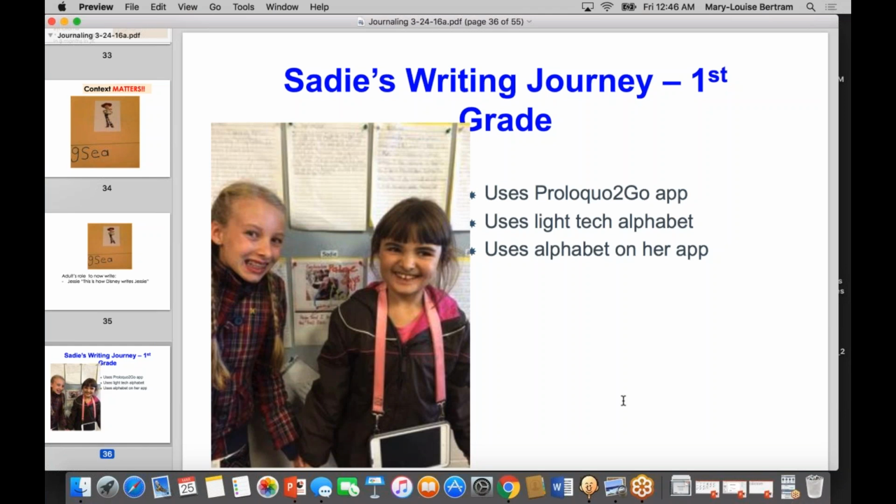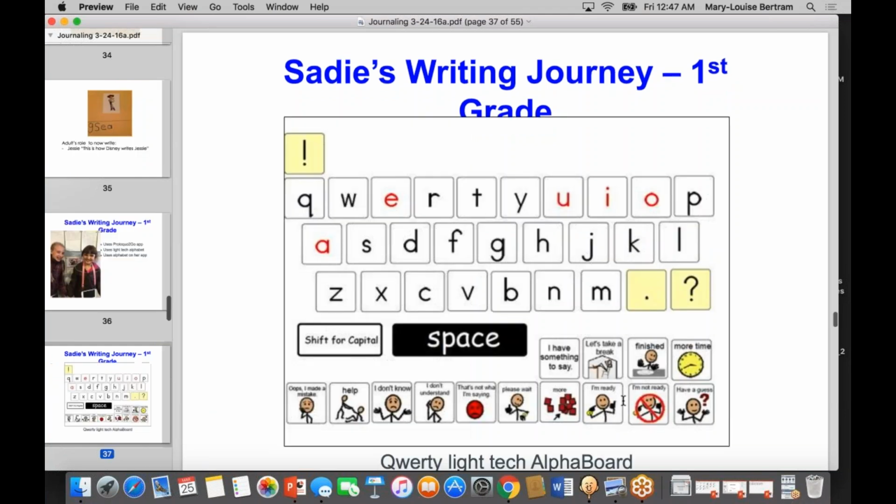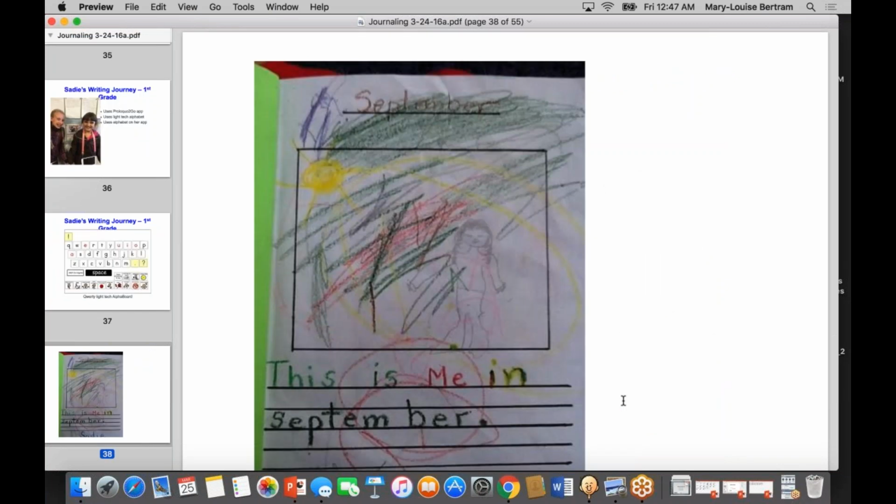Okay, so this is just an example of Sadie's writing journey in the first grade, and Sadie is on the right. She's there with her sister Paige, and she's using the app Proloquo to go. She's using a Light Tech alphabet and also the alphabet on her app. So if we go to the next page, we'll look at what they were doing in journaling. Actually, this is just the Light Tech one that she used. So next one. Yeah. So this is what happened in September.